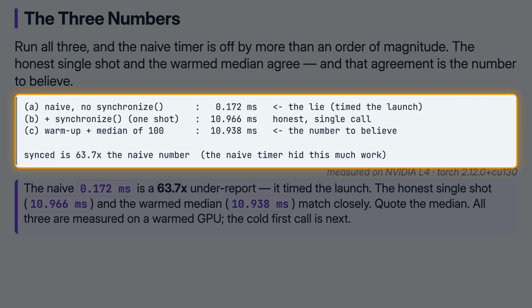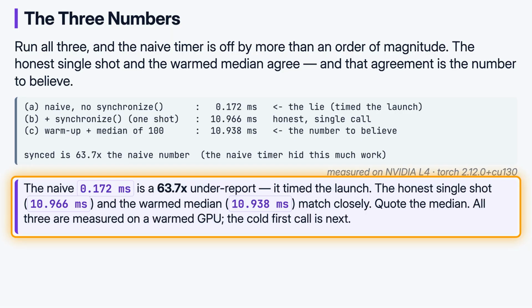Now run all 3. The naive timer reads 0.172 milliseconds. That is the lie. It timed the launch. The honest single shot reads 10.966 milliseconds. The warmed median reads 10.938 milliseconds. The honest number is 63.7 times the naive one. The single shot and the median match closely. That agreement is how you know both are real. Quote the median. Every number here is measured on the L4.